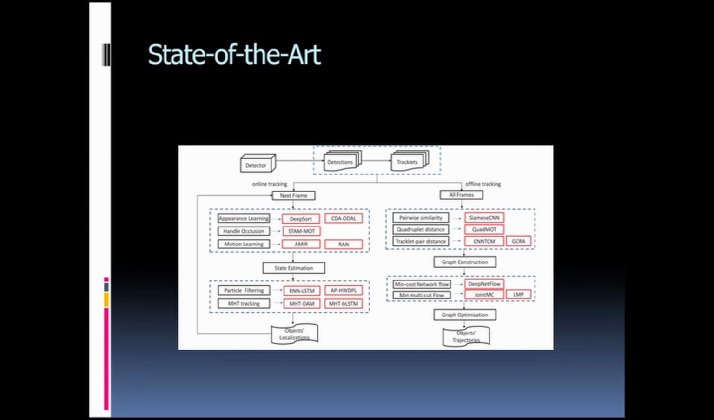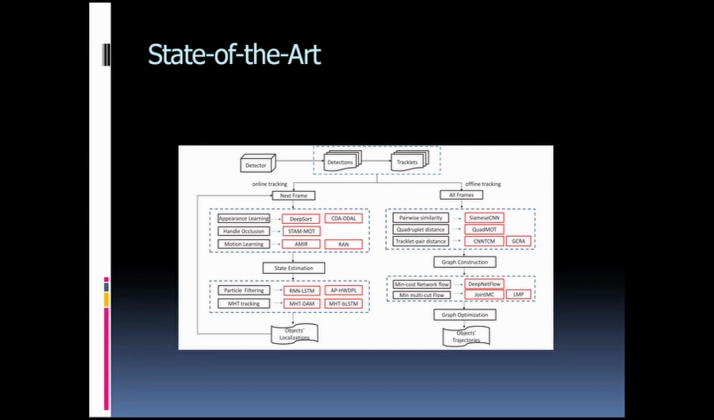Deep SORT and CDA/DDL transfer the appearance features from person re-identification verification tasks to associate with detections. RAN and MIR predict motion and appearance features by autoregression and matching classification using long short-term memory LSTM networks. STAM MOT applies spatial and temporal attention maps to handle the partial occlusion problem in tracking. RNN LSTM designs an end-to-end deep neural network to learn the association between tracks and detections. State update, initialization, and termination of tracks are handled like a particle filter, as in HWDPL.